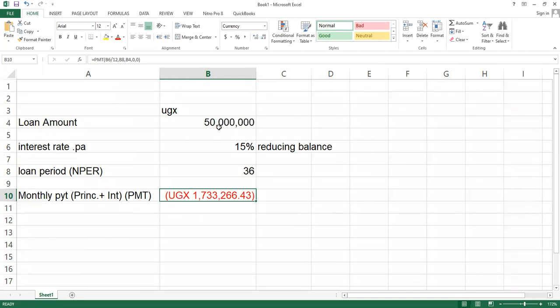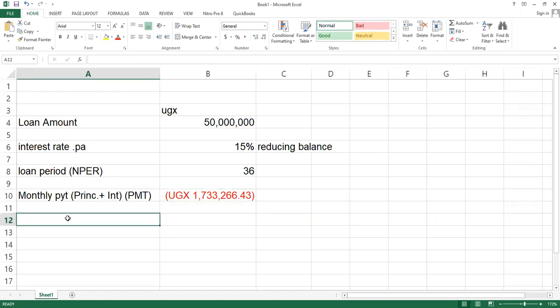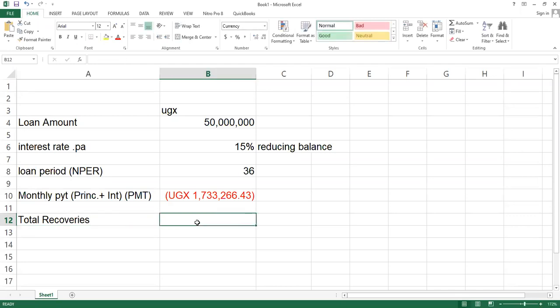So it means that if I've borrowed 50 million at 15% per annum, that means that every month I will be paying 1.73 million, okay, for 36 months. And remember, this amount includes both the principal and also the interest. Now, I may need to know the total recoveries. So what would be the total recoveries at the end of the loan period?